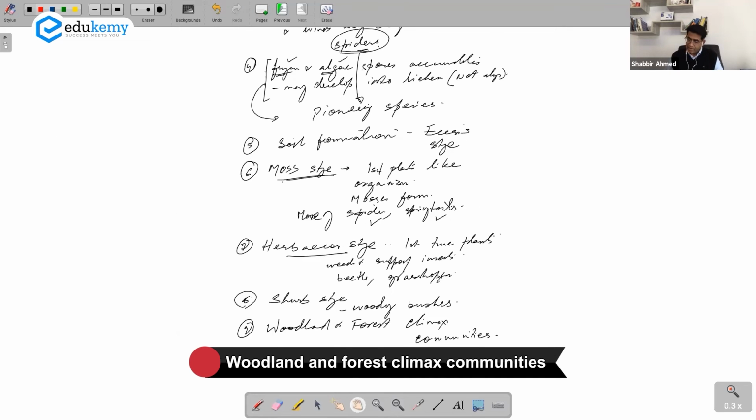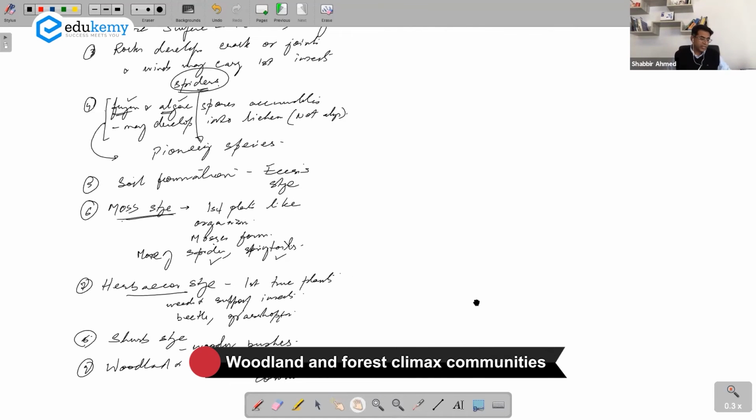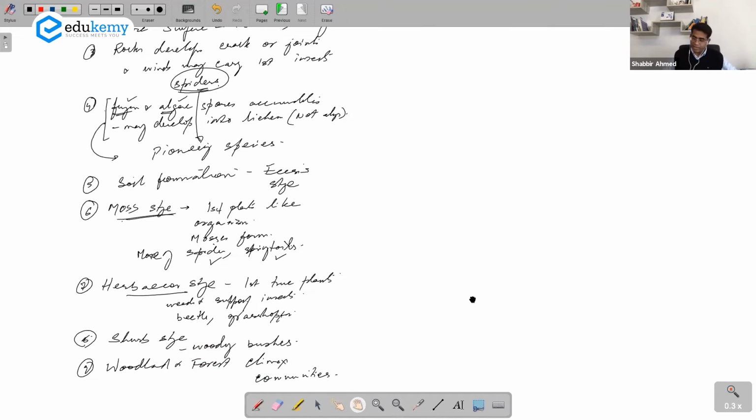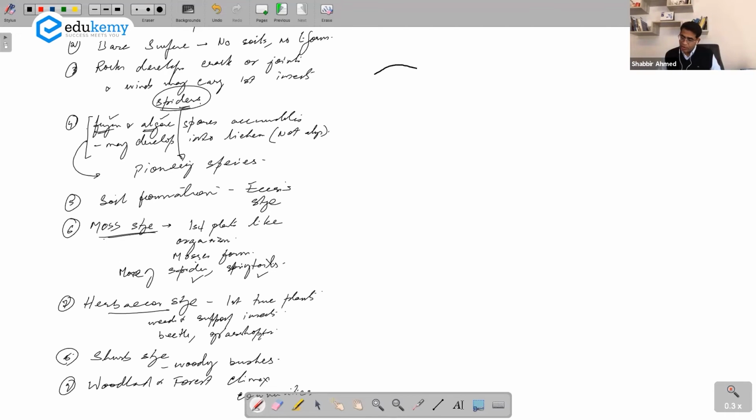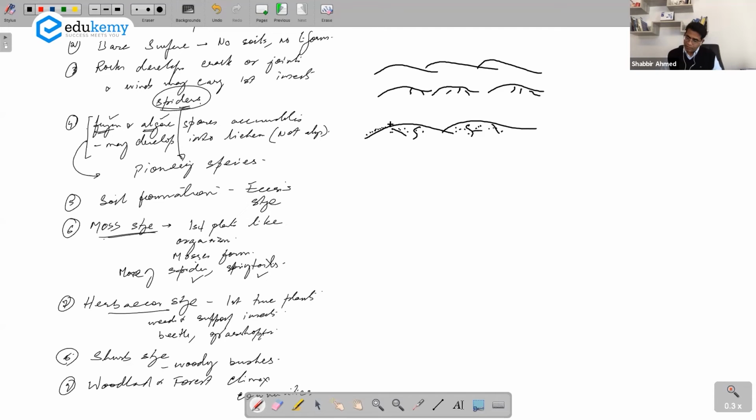ठीक है? So ये है sequence. And you could probably have quick sketches. So maybe a bare rock दिखा देना ऐसे. Then you have the rocks developing some cracks, joints. Then you have the surface, cracks hai, joints hai. And there is fungus, algae. You'll have the first type of soil formation.